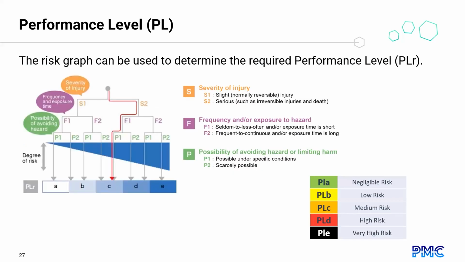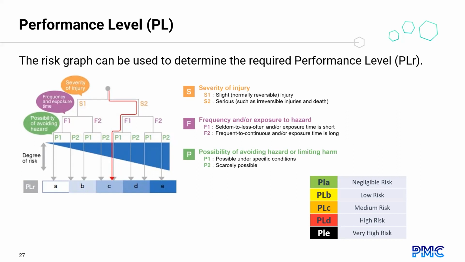And here we have a graph to exemplify what was commented on in the previous slide. This chart can be used to determine the required performance level. So we have here in this graph our combination of severity, frequency of exposure to the hazard, and possibility of avoiding. On the right part of the graph, we have some subclassifications. For severity, we have levels S1 and S2.